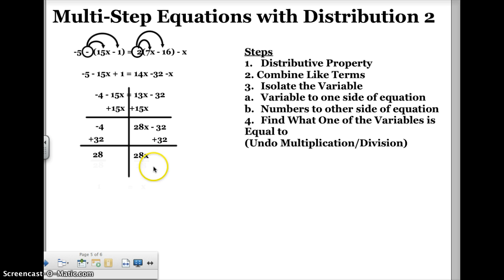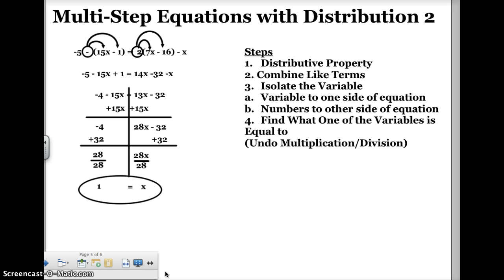Now I can undo multiplying x by 28 because I'm going to find out what one of the variables is equal to by undoing the multiplication or division to the variable. So I'm multiplying x by 28. The opposite of that is dividing by 28. Remember, whatever I do to one side, I have to do to the other side. Now 28 divided by 28 is just 1. So I'm just left with x on the one side, and 28 divided by 28 should be 1 on the other side. So my answer to this problem is x equals 1.